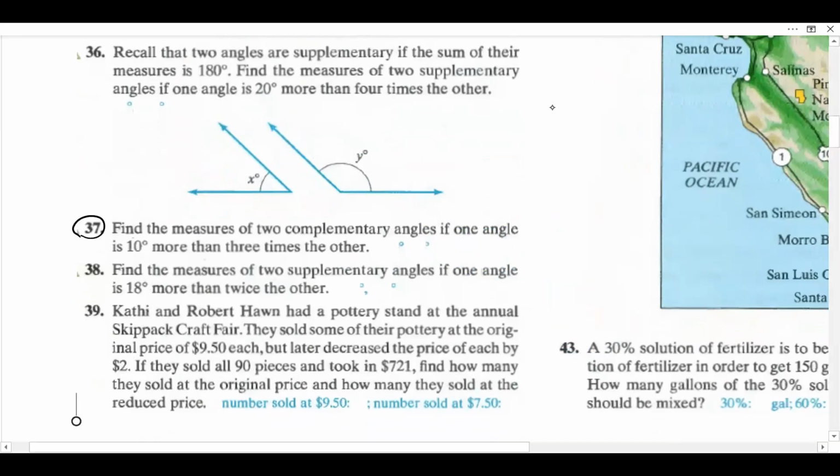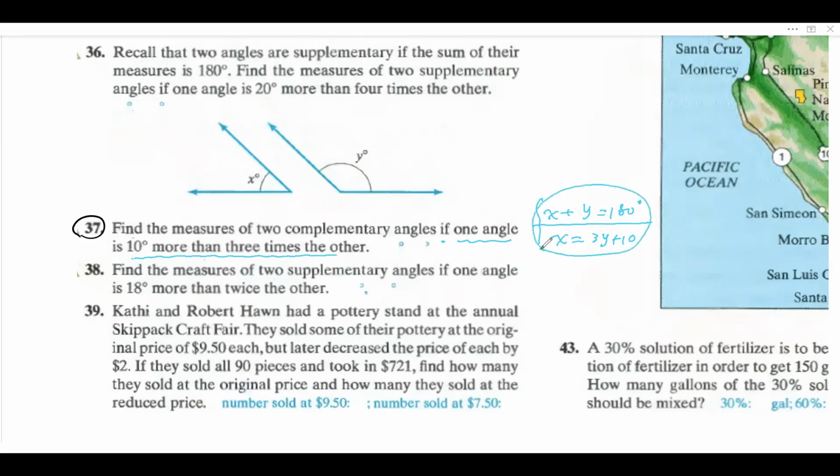37 here is actually close to the earlier one, right? It's about the measurement of two complementary angles. So x plus y, that's two of them, would be 180, right? If one angle is 10 degrees more than 3 times the other, so x equals 3y plus 10, right? You guys can get this. Use the substitution method.